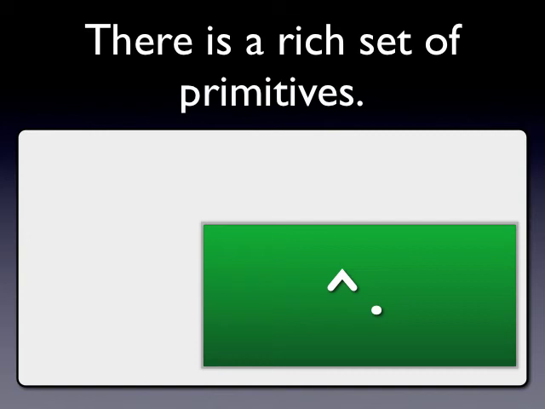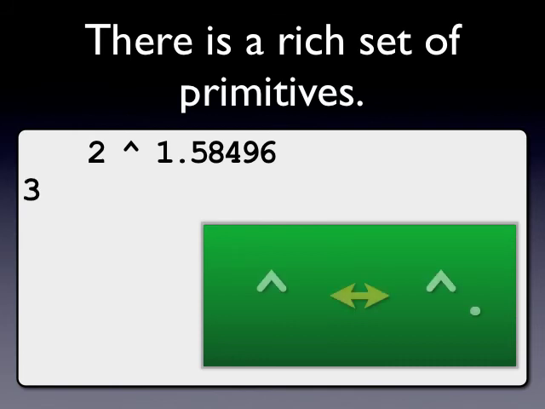Finally, we see that the logarithm function is made up of 2 characters, the caret and the period. For 2 logarithm 3, the answer is 1.58496. Now, if we take 2 and raise it to the power of 1.58496, we get 3. Power and logarithm are inverses of each other.